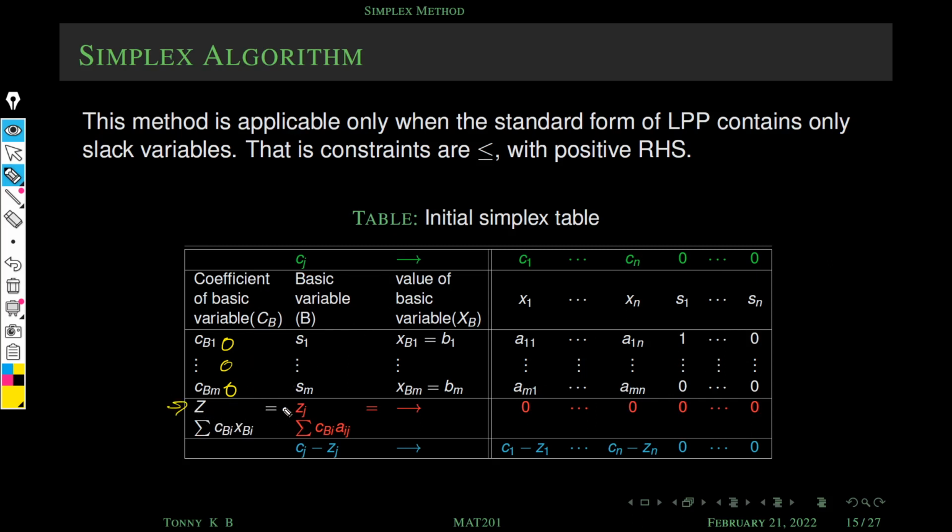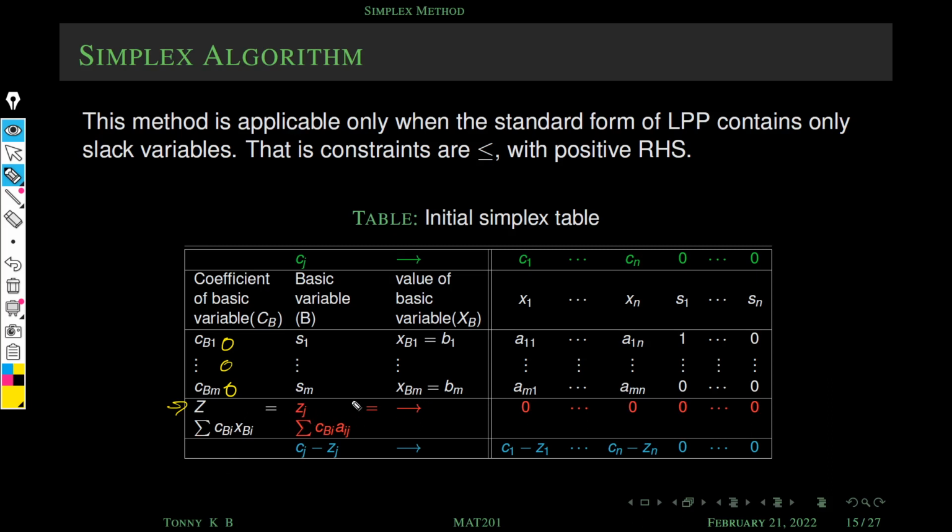One is Z and the other one is Zj's. Okay, Z is evaluated using this formula, sigma CBi XBi. CBi is this column, XBi is this column. So first CB1 into B1 plus CB2 into the next one plus etc., this one into this one. That is our Z. That is the value of the objective function. That is the present value of the objective function.